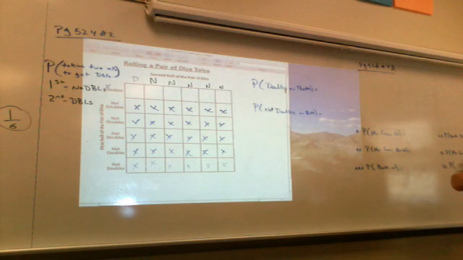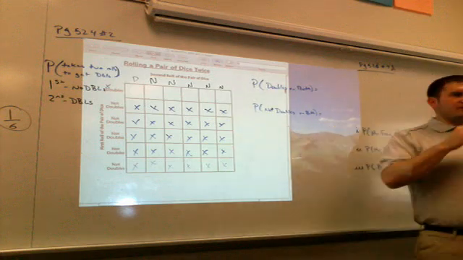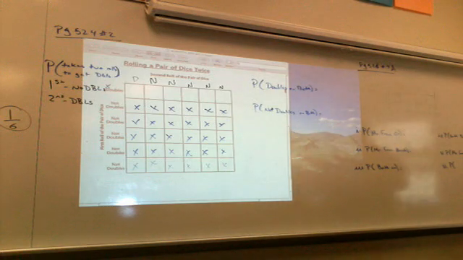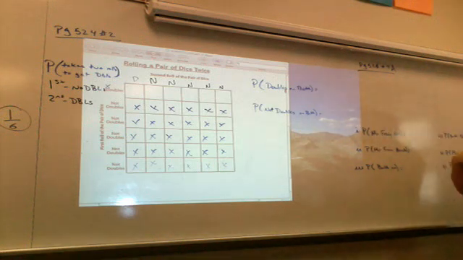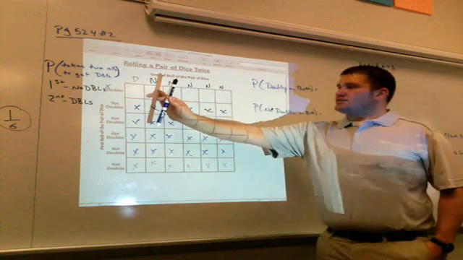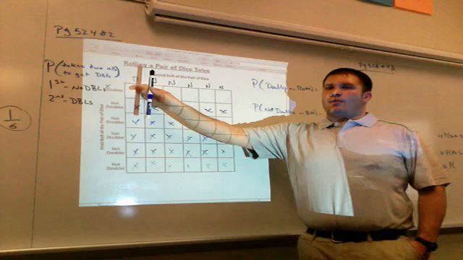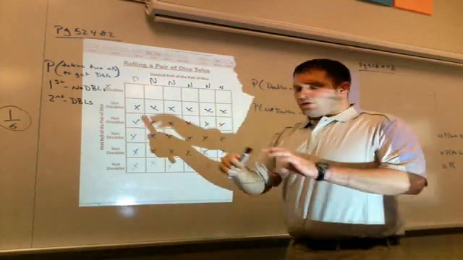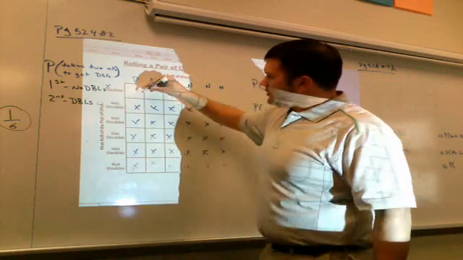Which column represents getting doubles on the second roll? Is it the first column, second column, third column, fourth column, fifth column, or sixth column? The second column is doubles on the first one, right? This is doubles on the second roll. So in all the spots where I have doubles on the second roll, we'll put a circle. Okay?